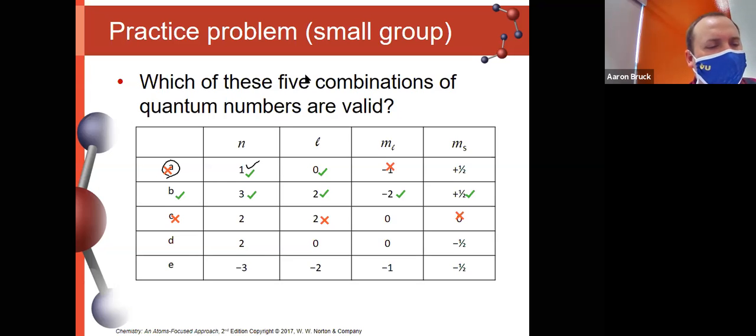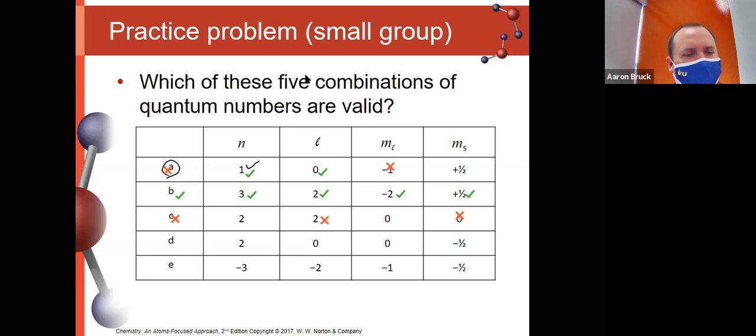Okay. L equal to 2. It doesn't have to be n minus 1. That's just the maximum that it can be. So L could only be 0 or 1 here. It could either be 2s or 2p. It can't be 2D. There is no 2D.